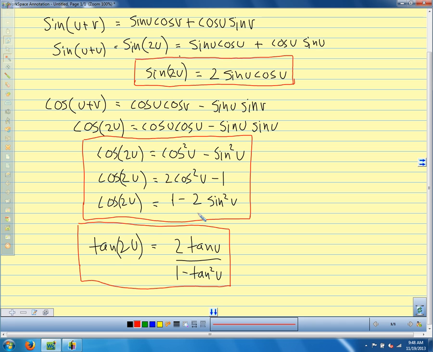Yeah, ma'am. The bottom is 1 minus tangent squared, since tangent squared plus 1 is secant squared. So it's close, but not quite.